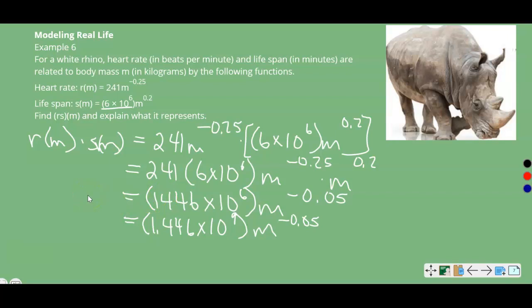Now it says, what does this represent? So what is the heart rate times the lifespan? What does that actually represent? So if you multiply these two numbers together, that would represent the total number of heartbeats over the lifetime of the white rhino with a body mass of m.